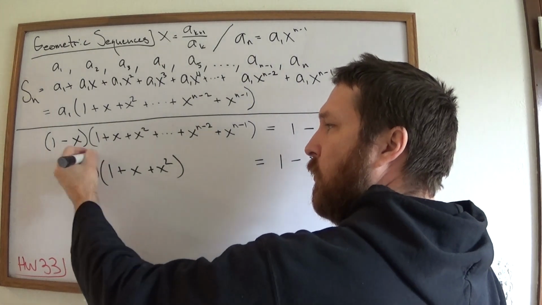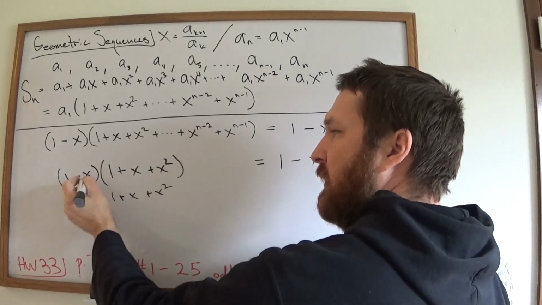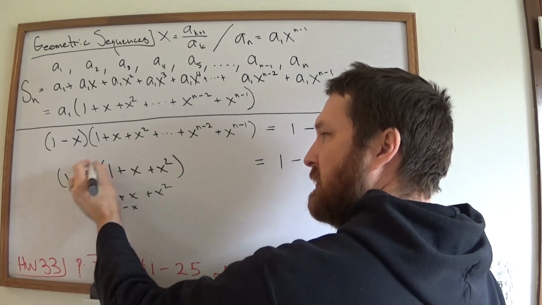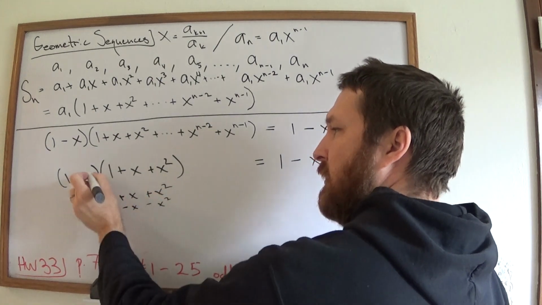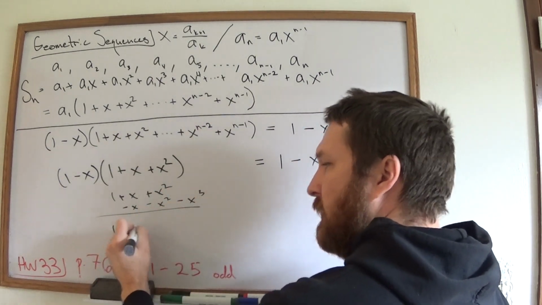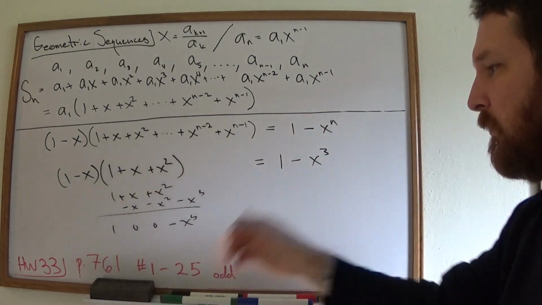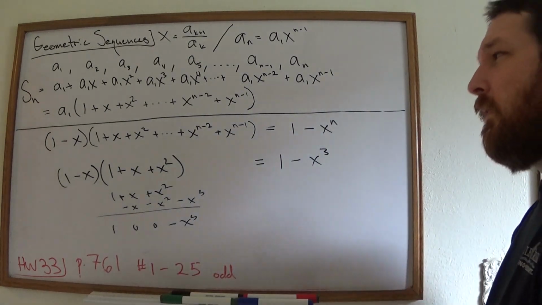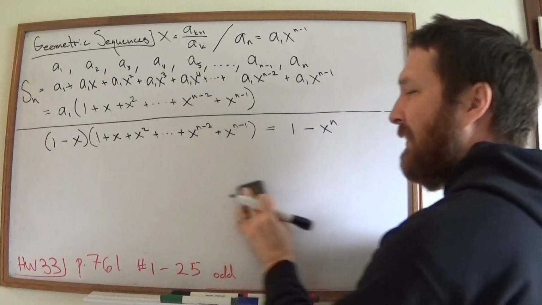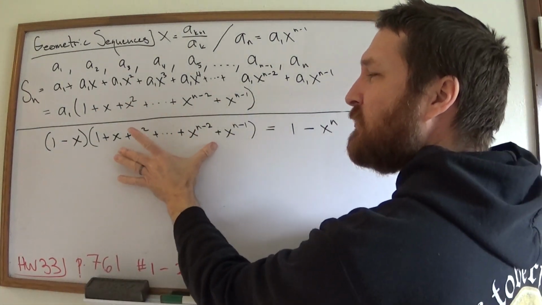Well, let's just do it. The 1 distributes over, I get 1 plus x squared. Now the minus gives me minus x and 1 gives me minus x. Minus x and x gives me minus x squared. Minus x and x squared gives me minus x cubed. 1, 0, 0, minus x cubed. Yep, 1 minus x cubed. Okay? Okay. Now, how does that help me? Like, this isn't what I was looking for, you know, but this is what I was looking for.